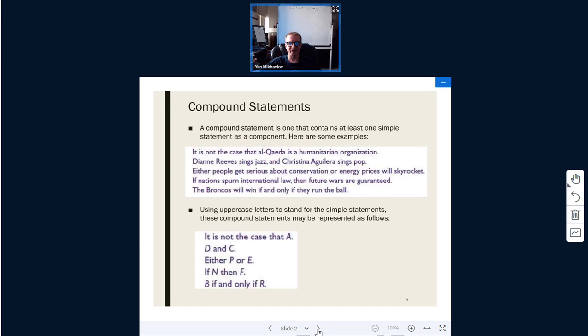Okay, so let's just look back a little bit. Remember what we did last time? We had these simple statements and compound statements. Simple statements have truth value, right? Something like this: Al-Qaeda is a humanitarian organization. Now let's look at this in isolation. Al-Qaeda is a humanitarian organization. A. Would you say it is true, or would you say it is false? That obviously is false. So the truth value of that would be false, wouldn't it?